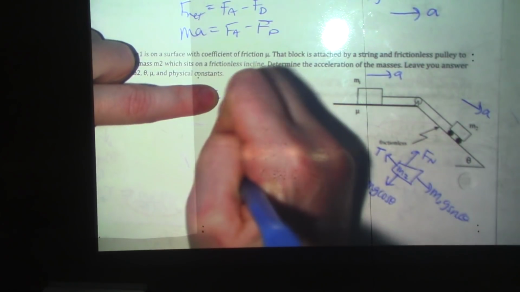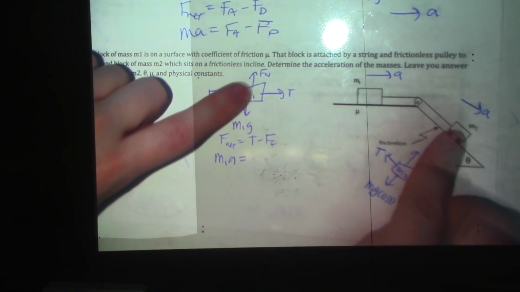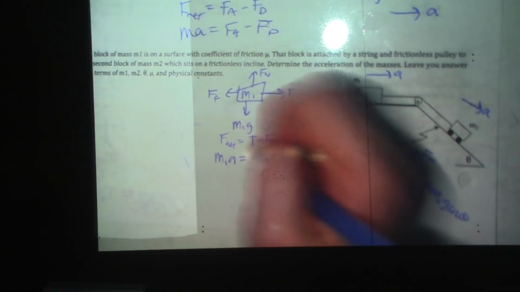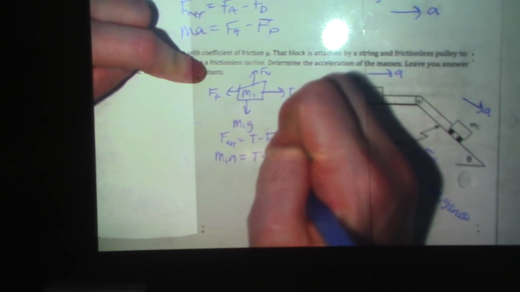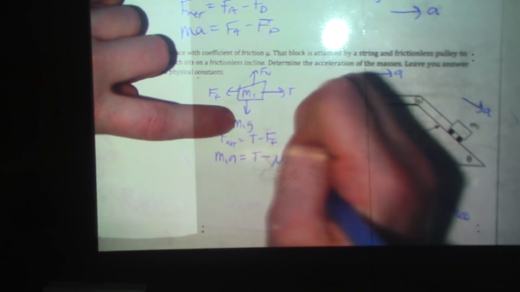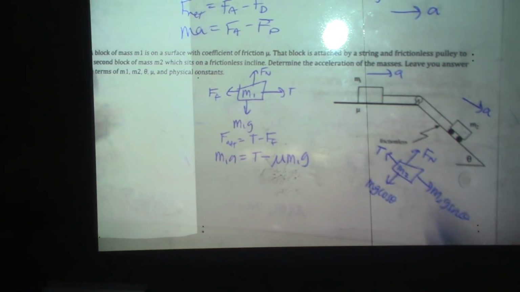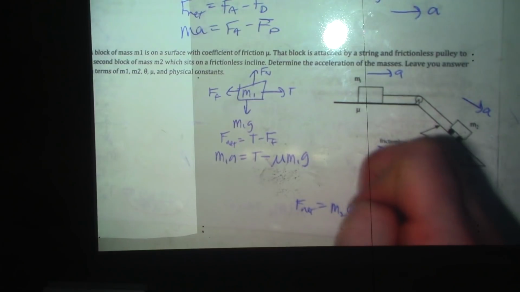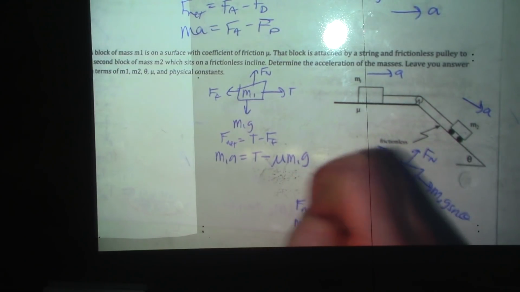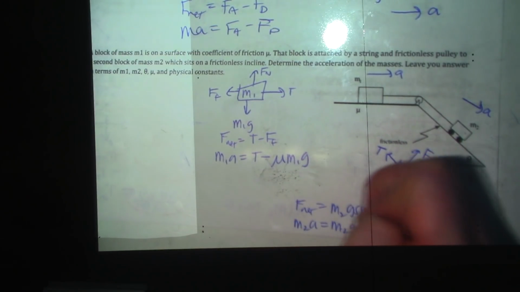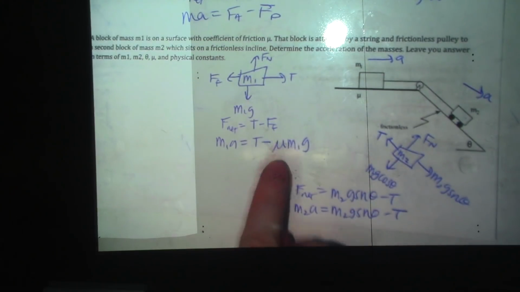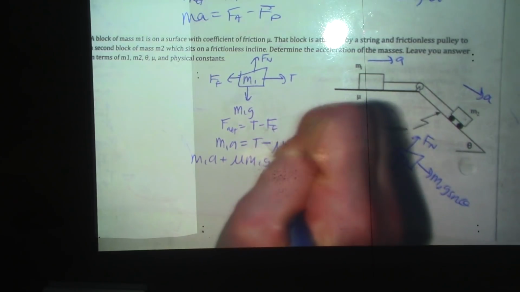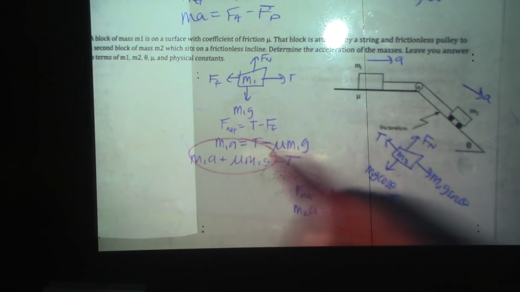That was for M1A. Careful, don't call them both M's. They're different M's. T minus force of friction would just be mu Fn. Fn here would be M1G. This guy's net force is going to be M2G sine minus tension. That's M2A. I'm going to get T by itself so I can substitute in. And now I'm going to take it and substitute in.